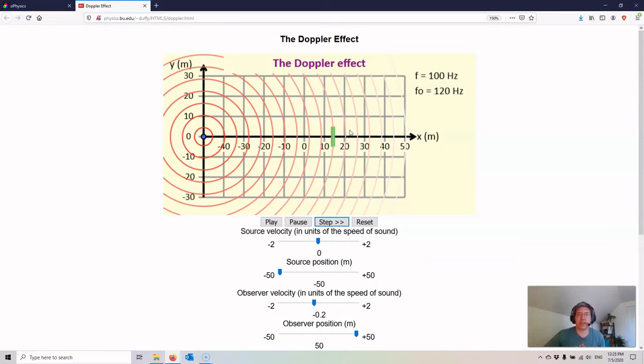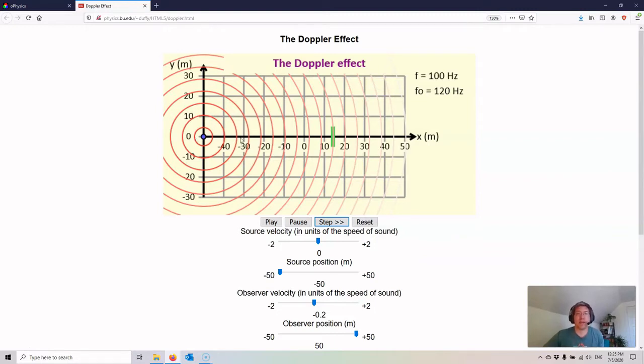Essentially, you're adding your speed, your velocity, to the velocity of the wave itself to cover the distance between you, to cover the wavelength, right? The speed of the wave doesn't change. Speed of the wave moves to the right. But because you're going to the left, you're shortening the distance that this wave crest has to travel to get to you. And so it's going to get there faster, so you're going to hear a higher frequency, in this case 120 Hz, when the emission is only 100 Hz. So that's the Doppler effect.